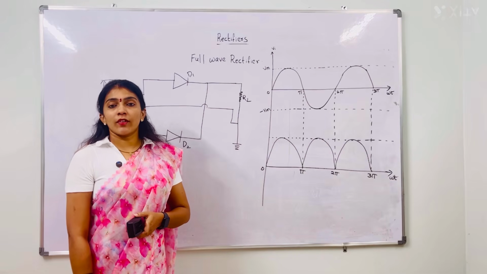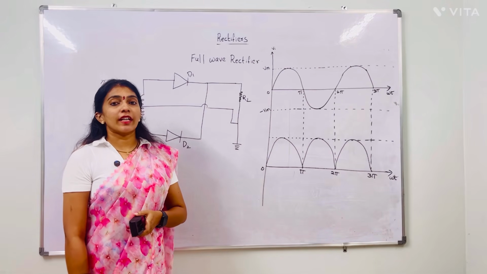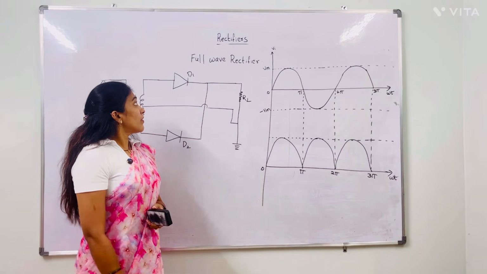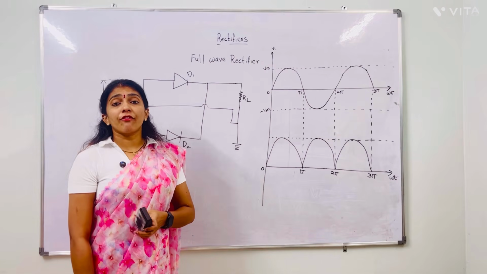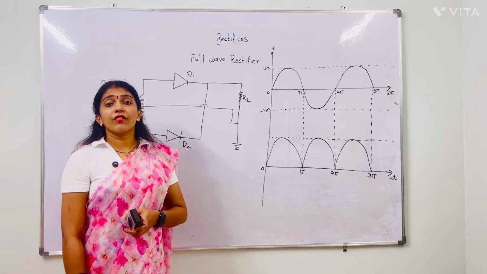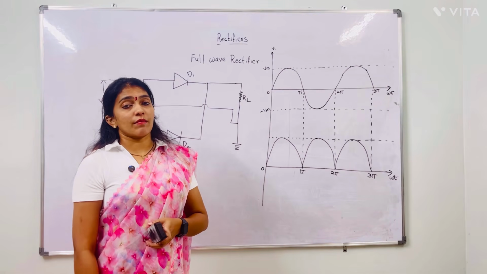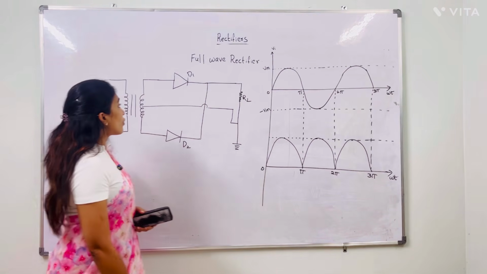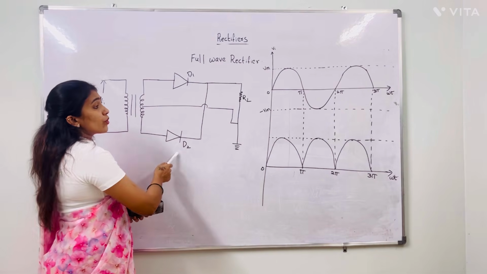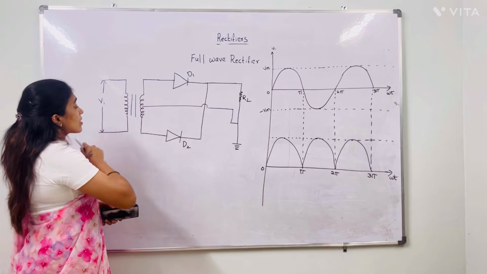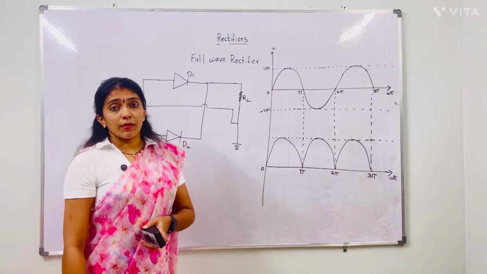Hello students, today we are going to explain about full wave rectifier. In the previous session, we studied about the half wave rectifier. In half wave rectifier, we use a single diode and the transformer is a step down transformer. Whereas in full wave rectifier, we use two diodes and we use a center tapped transformer.